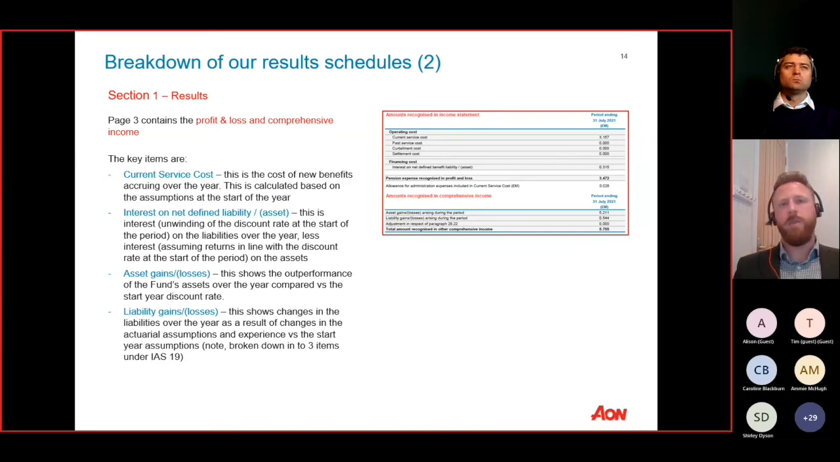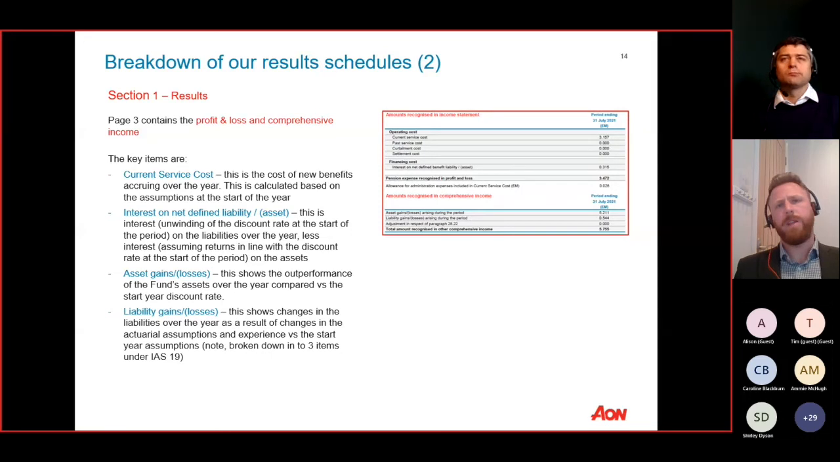And so the key items in those two sections that will be applicable to most employers are the current service cost, which is the cost to the employer of new benefits accruing over the year. And as Eric mentioned, that's based on accounting assumptions. It's broadly calculated as the salary for the employer over the year, multiplied by the employer contribution rate calculated using those accounting assumptions, which, as Eric's mentioned, is going to lead to much higher costs than on the funding basis. And that does mean that that current service cost is generally much higher than the employer contributions being paid over the period.